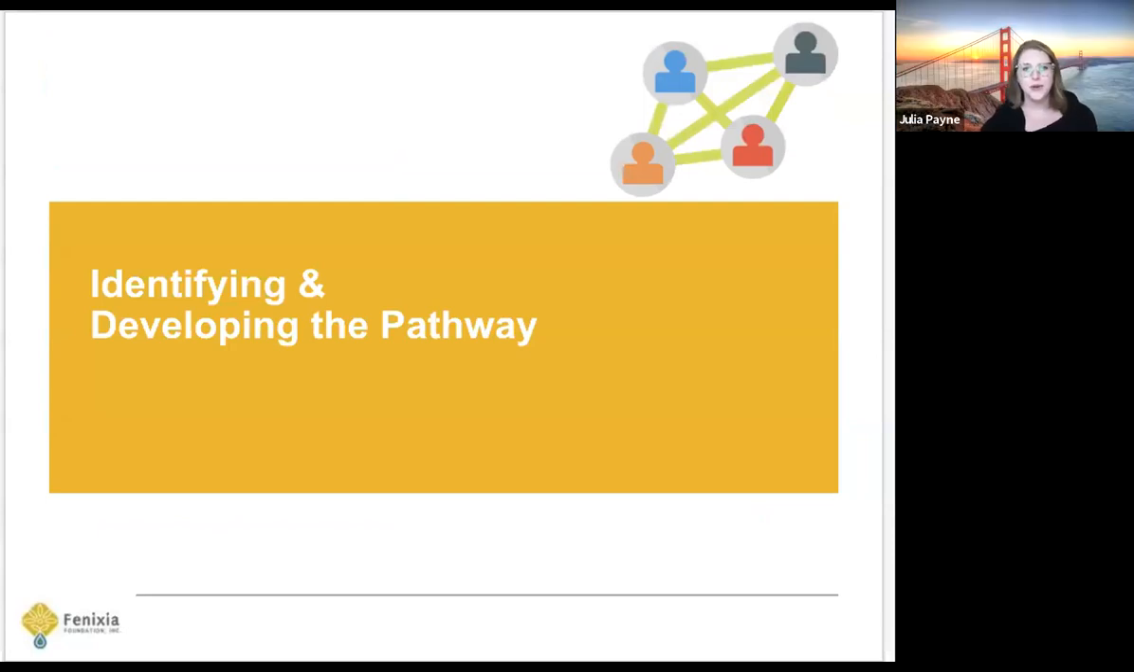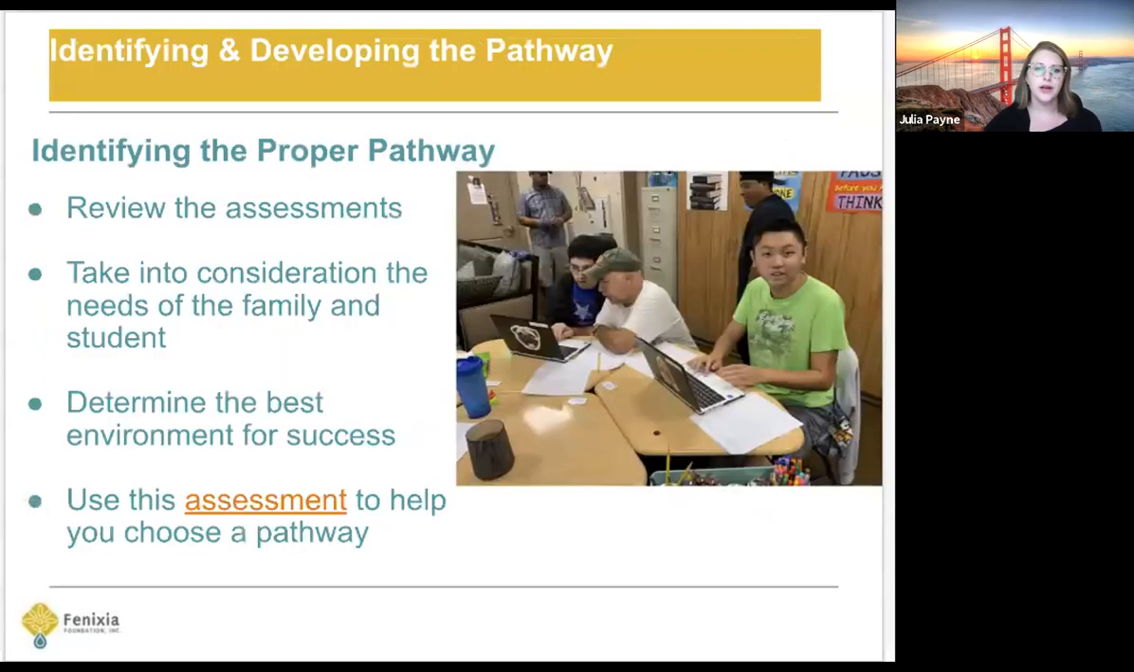Thanks, Jenna. So after we've done all these different assessments, we want to now identify and then develop our pathway. To identify the proper pathway, the steps really are: review your assessments, start with the data that you've collected, asking students their interests, all of those kinds of things. And then make sure you're taking into consideration the needs of the family and the student. Determine the best environment for success.